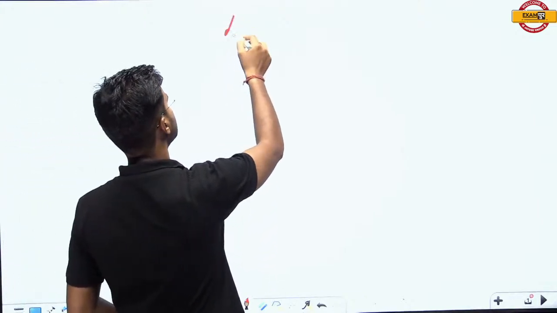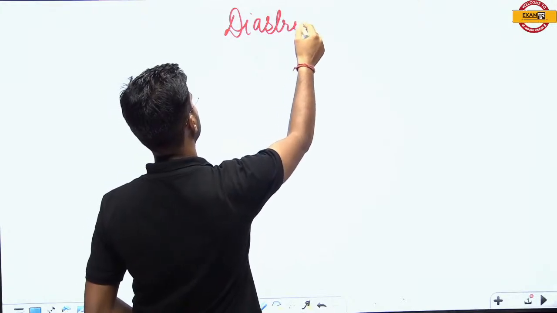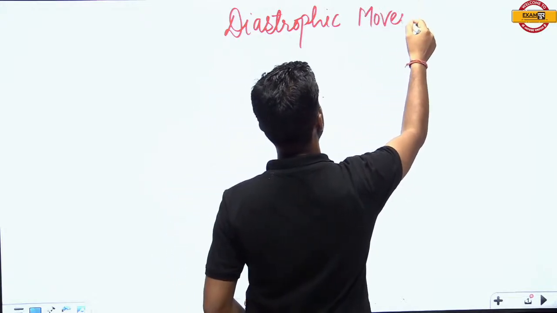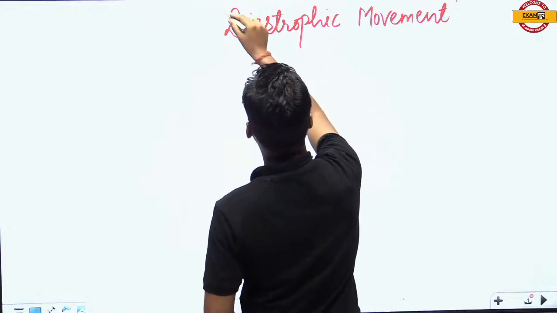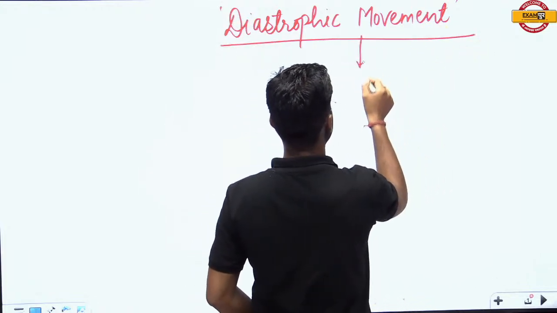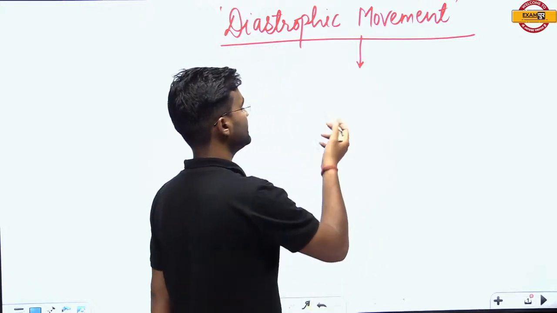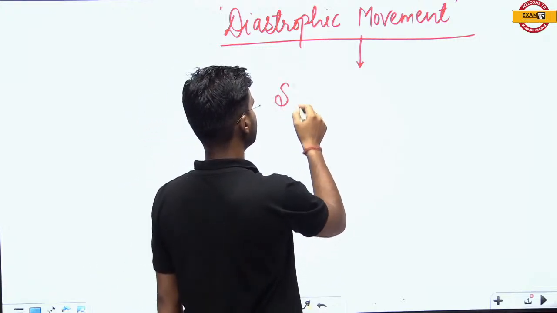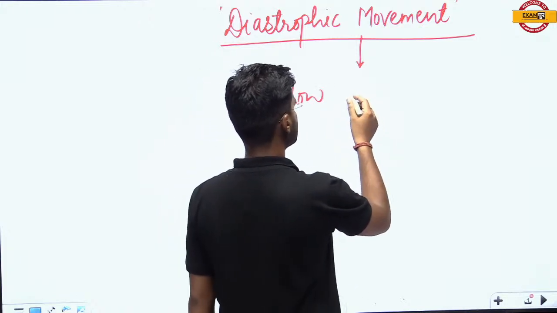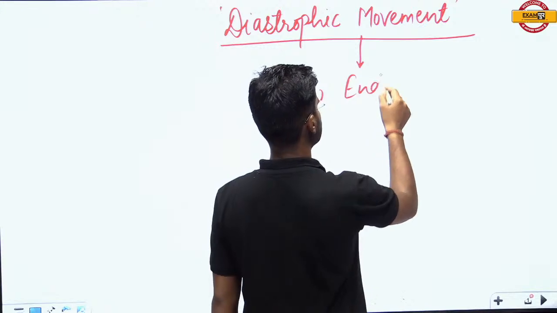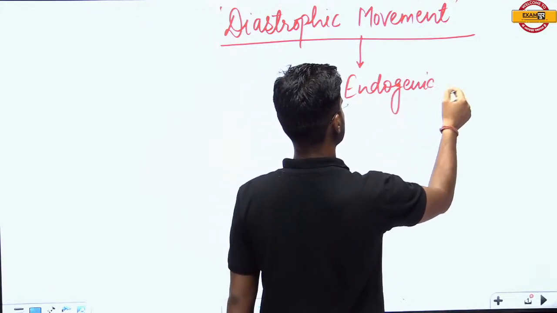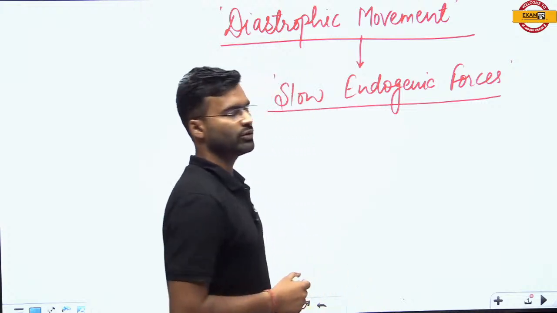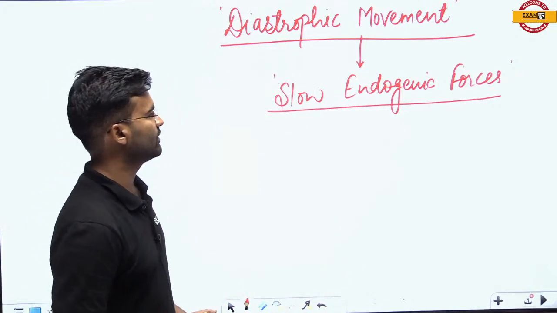So today we will discuss the diastrophic movement. This diastrophic movement is because of the endogenic forces. It happens because of the slow endogenic forces.